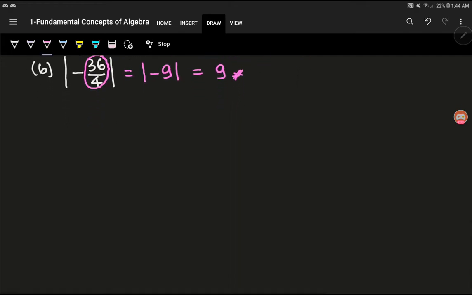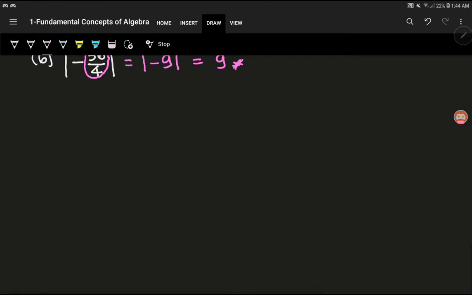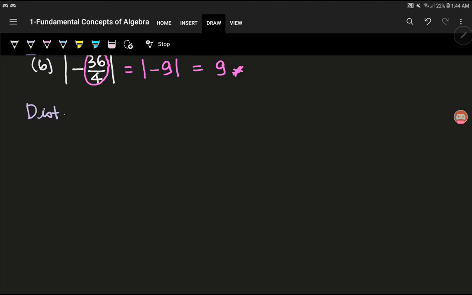Just now we said that absolute value, geometrically, represents the distance from 0 or the origin to the number A. Okay. So now we talk about distance, the distance between points on the real number line.